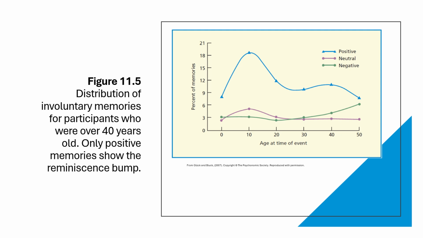A reminiscence bump was found, but only for positive events over which participants felt they had a high degree of control, a result that they interpret as consistent with the importance of autobiographical memory in creating a positive life narrative.